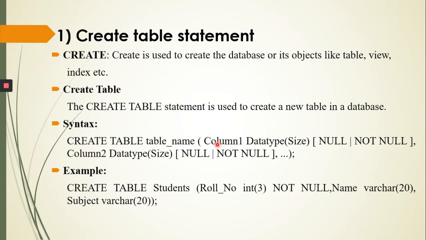After that we have to provide the columns. First is the column name, after that the data type, and in brackets we provide the size. After that, if we want to provide the constraint null or not null, we write it here, then a comma, then column 2. Here we write the other column's name, data type, its size, and the constraint null or not null, up to n. We can add more than one column according to our requirement.